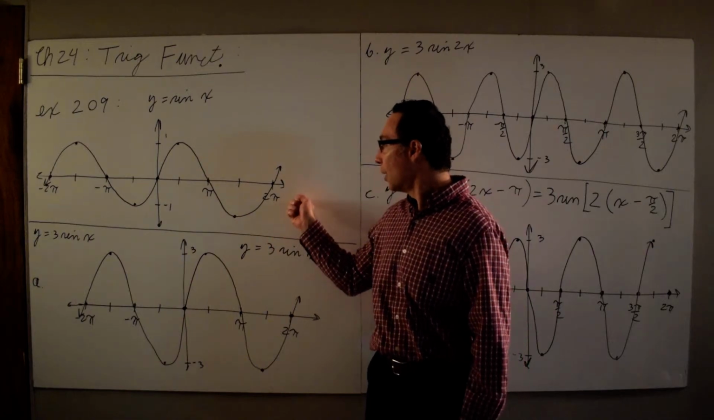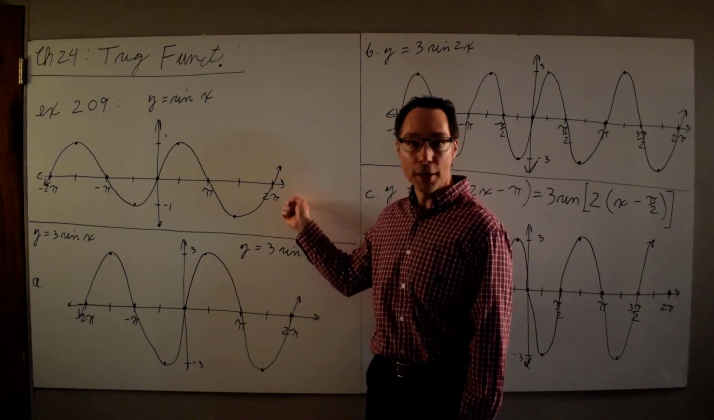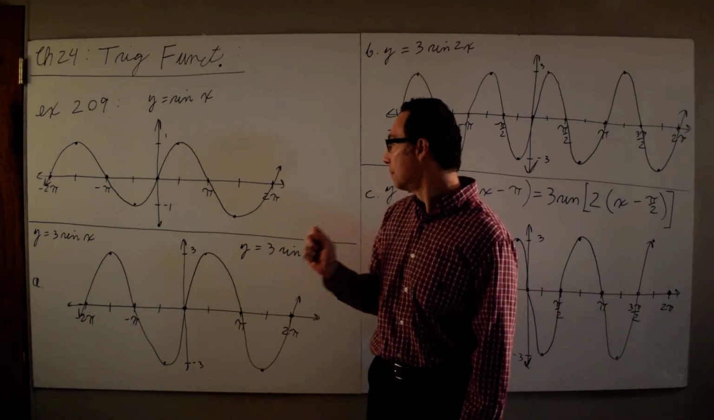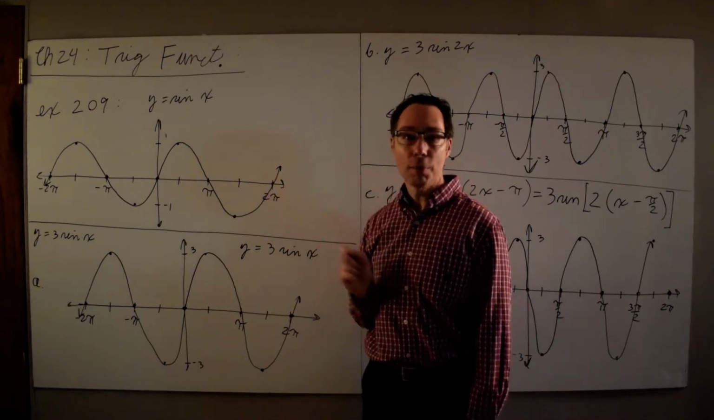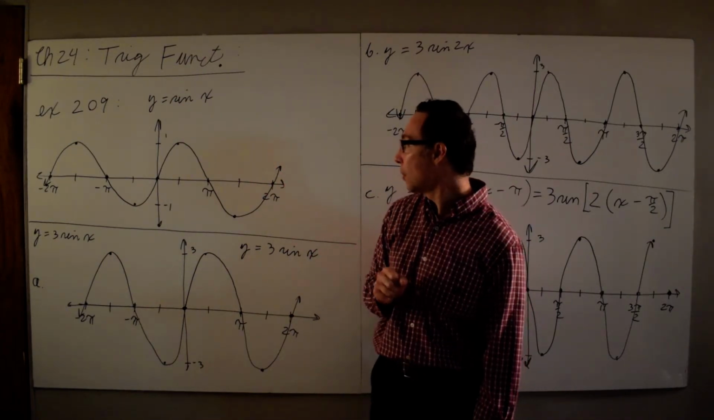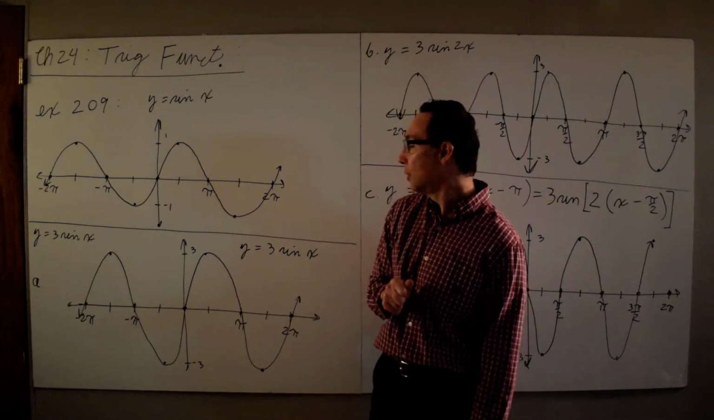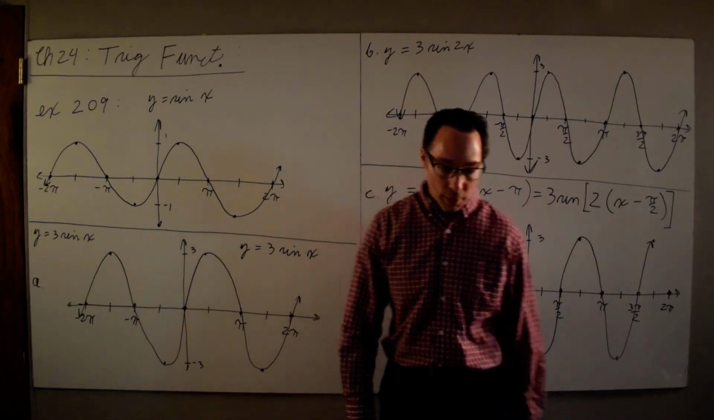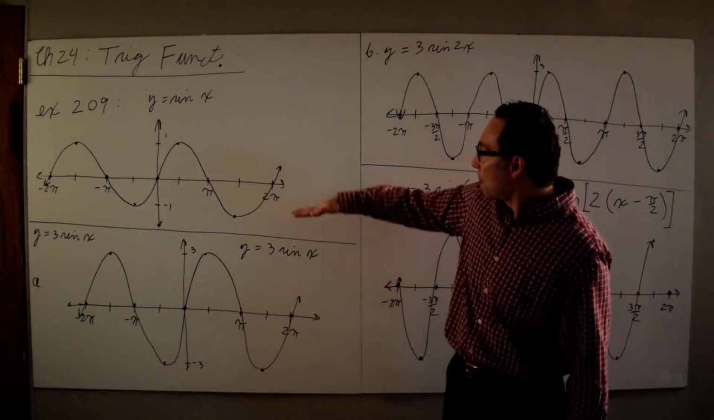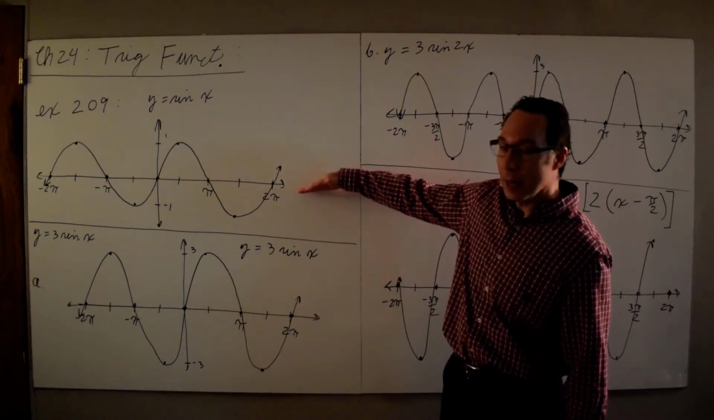So the period of sine and cosine are both 2 pi. So that's going to be the same for secant and cosecant as well, since they're just the reciprocals of sine and cosine. Okay, so we look at y equals sine x.